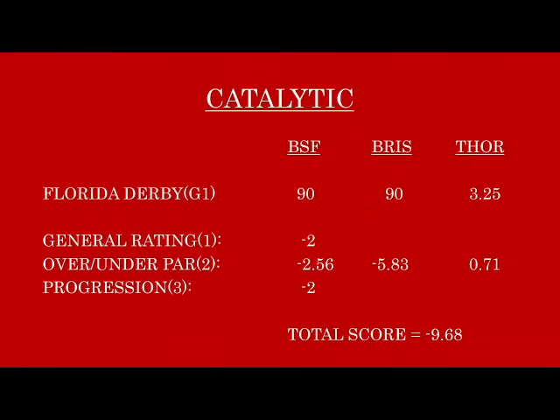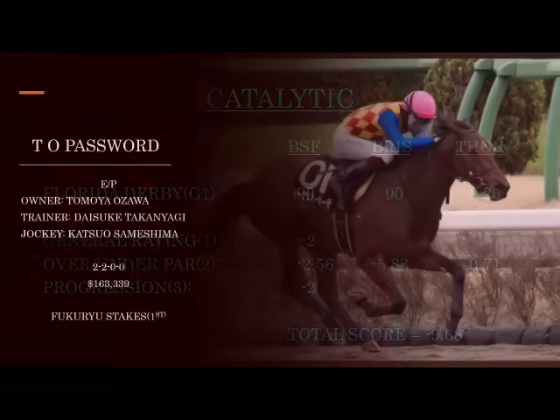I think a -2 for progression, and then he's a -2 for speed because I don't think he's going to move forward. The numbers would probably put him at like a 0 or maybe a -1, but I'm giving him a -2 because I don't think he can move forward from that. So he gets a -9.68 and probably a toss.